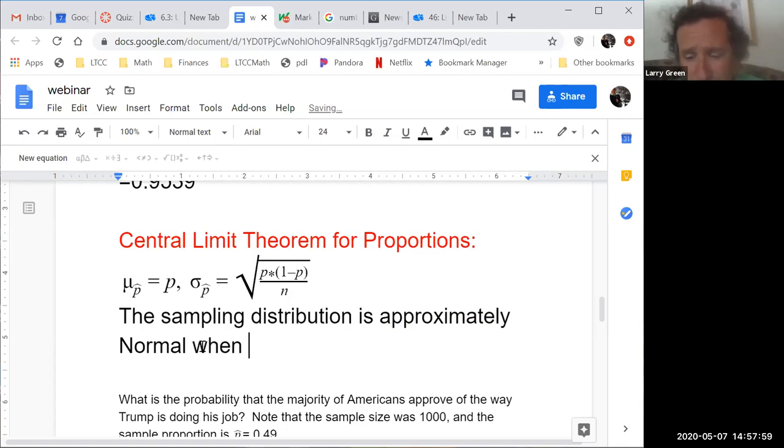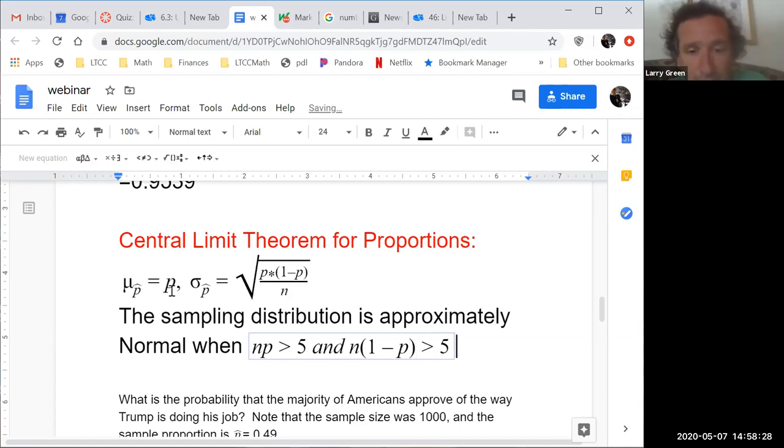When, and this gets really confusing for everyone. I'm not sure why, but it is. So you need to get this down. When n times p is greater than 5 and n times 1 minus p, also called q, by the way, is greater than 5. What those are is the expected number of yeses and the expected number of no's must be greater than 5. If you take the number of people you asked times the proportion of yeses, that's the number of yeses. And if you take the number of people times 1 minus the proportion of yeses, that's the number of no's.